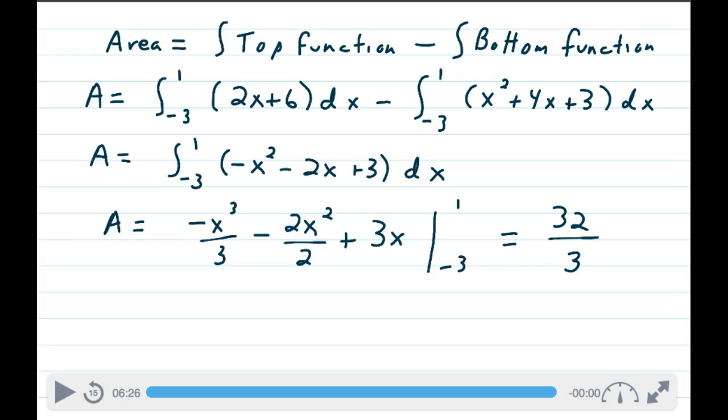And this is simply now a power rule. So we get the area equaling negative x cubed over 3 minus 2x squared over 2 plus 3x evaluated from -3 up to 1. Again, at this point, I would suggest you use your calculator to avoid simple mistakes, and your answer is 32 over 3.